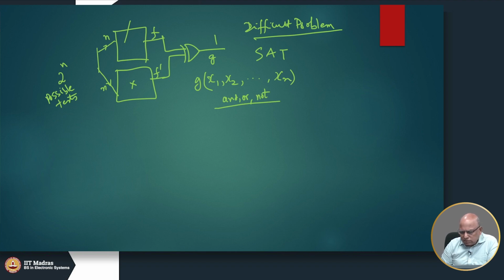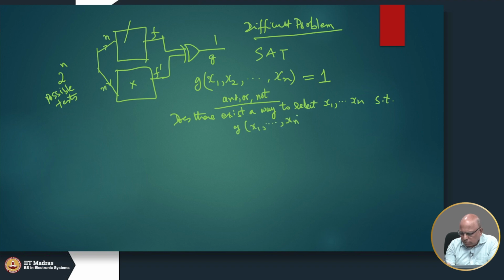of x1 to xn, and I am saying, does there exist a way to set x1 to xn such that the output becomes 1? Does there exist a way to select x1 to xn such that g of x1 to xn becomes equal to 1?